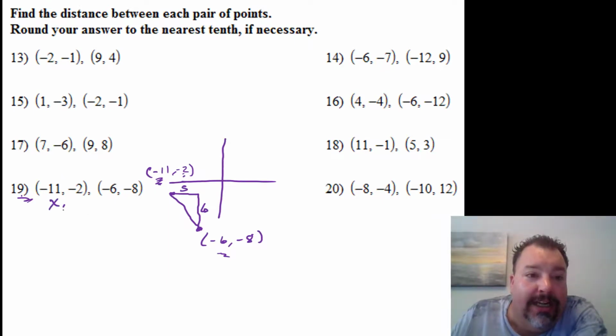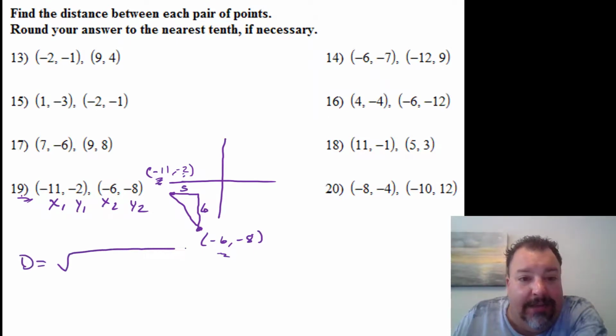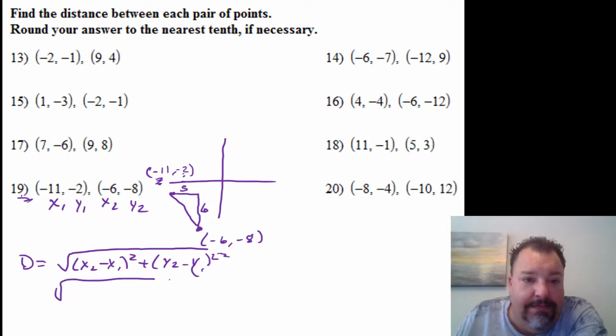I know some of you are going to like the formula, so let me do the formula here. But again, you could do it without the distance formula. The distance formula is the Pythagorean theorem in disguise. Again, it looks like this: a big square root, and we've got our (x2 minus x1) squared plus (y2 minus y1) squared, and we plug in.